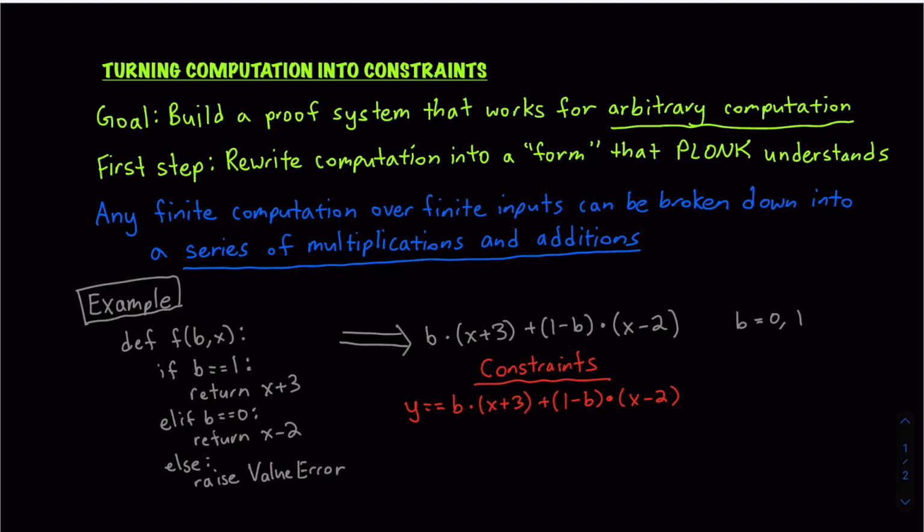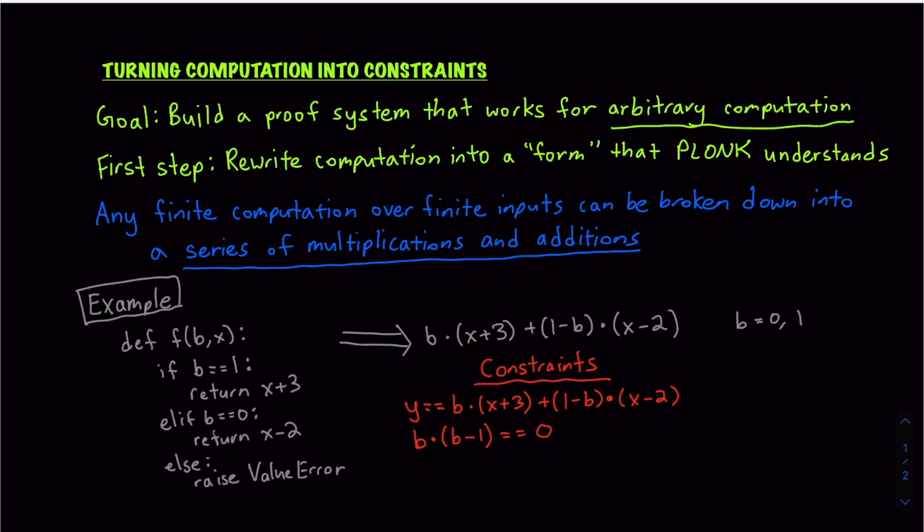For that, we add a second constraint. b times (b minus 1) equals 0. This works because the only numbers that satisfy this equation are 0 and 1. Together, these two constraints fully capture our function in algebraic form. And that's exactly the kind of thing a prover can prove in PLONK.